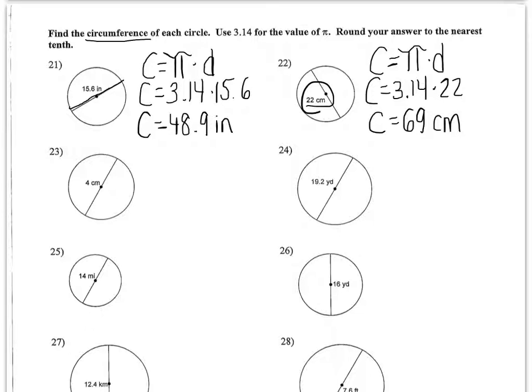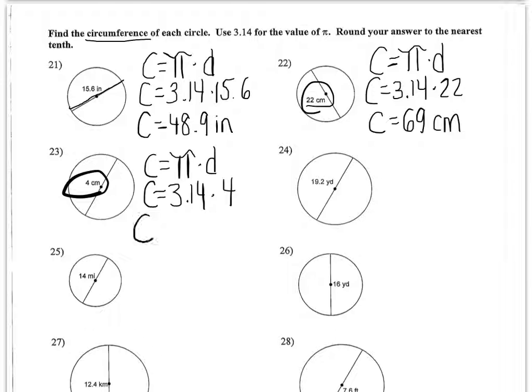I'll do one more and then we're moving on to the back page. Again, we have circumference equals pi times d. Pi is 3.14. D is our diameter. Our diameter is 4. So 3.14 times 4. We get 12.56, and we have centimeters on this one.